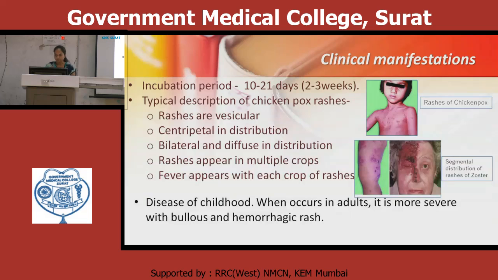First figure shows rashes of chickenpox. Second one is a segmental distribution of rashes of zoster. Incubation period 10 to 21 days or 2 to 3 weeks. Typical description of chickenpox rashes: the rashes are vesicular, centripetal in distribution, bilateral and diffuse in distribution. Rashes appear in multiple crops. Fever appears with each crop of rashes. Disease of children, when it occurs in adults, it is more severe with bullous and hemorrhagic rash.